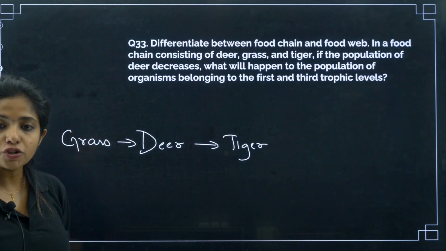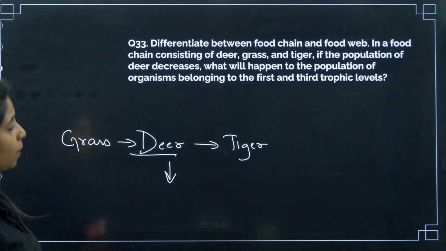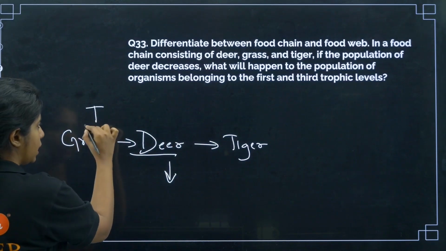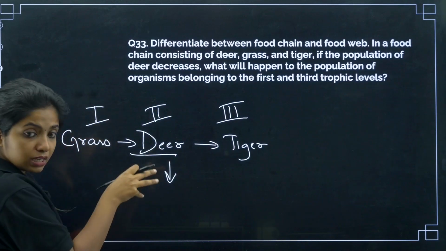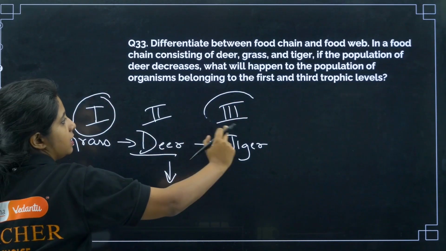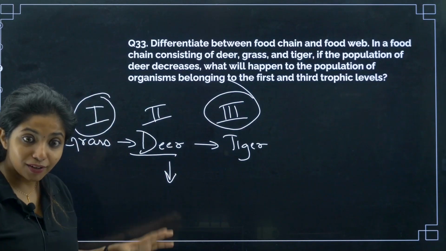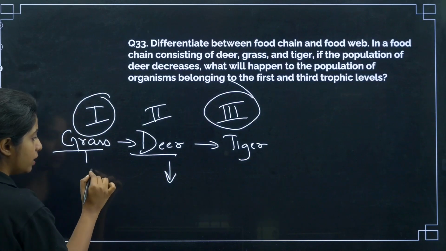Now, if the population of deer decreases, what will happen to the population of organisms belonging to the first and the third trophic level? So this is the first trophic level, this is the second trophic level and this is the third trophic level. If deer is affected, my dear children, what will be its effect on this and this level? Now, if deer is less, grass will grow more because there is no one to eat it. So the population of grass will increase.